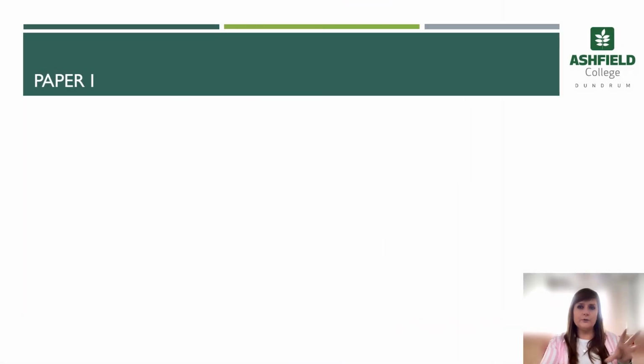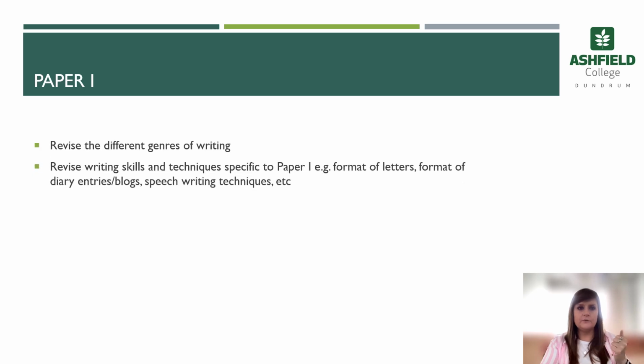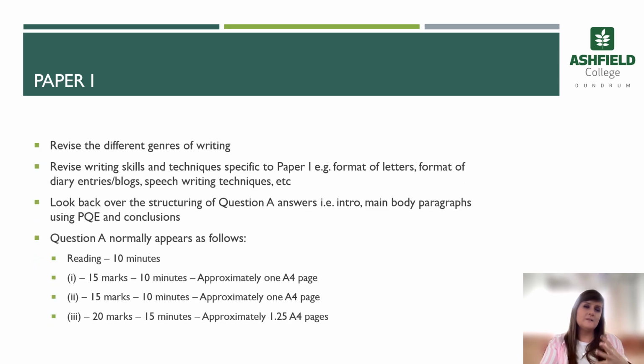Just a few more little tips for paper 1. As I've said, there's very little that you can prepare. Number 1, revise the different genres of writing. Be familiar with what makes a narrative piece a narrative. Be familiar with what makes a speech. Be familiar with what makes an autobiography autobiographical, etc. Make sure that you know little snippets of each of the genres.